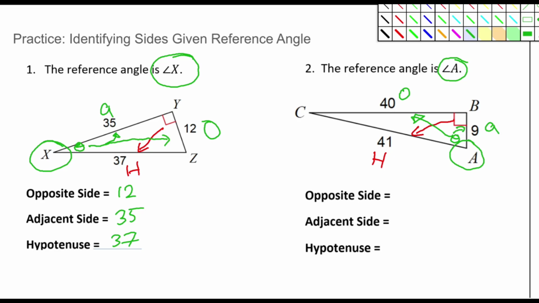So in this problem, my opposite side would be 40. My adjacent side would be 9. And my hypotenuse would be 41.